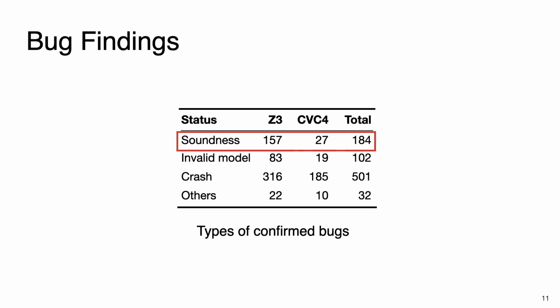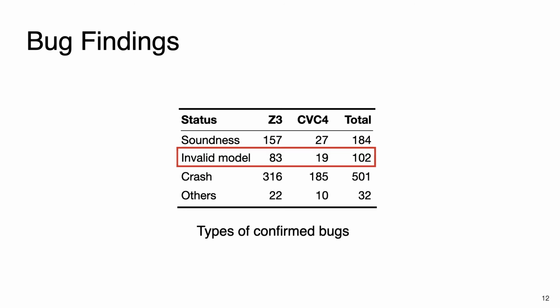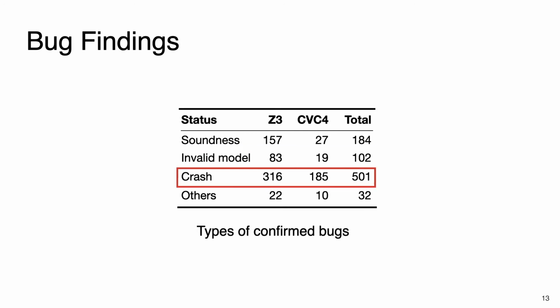A soundness bug occurs when the solver gives a wrong answer, for example a solver returning unsat for a satisfiable formula or sat for an unsatisfiable formula. The soundness bugs are the most critical bugs in SMT solvers. 102 bugs are invalid model bugs. An invalid model bug occurs if a solver returns a model for a satisfiable formula that does not actually satisfy the constraints of that formula. As byproducts of our fuzzing campaign, OOPSLA found a lot of crash bugs.